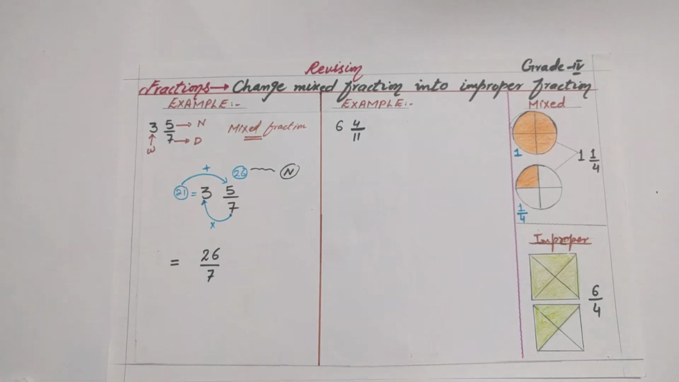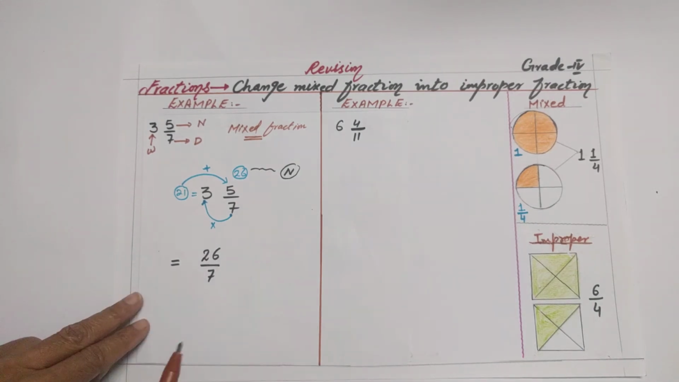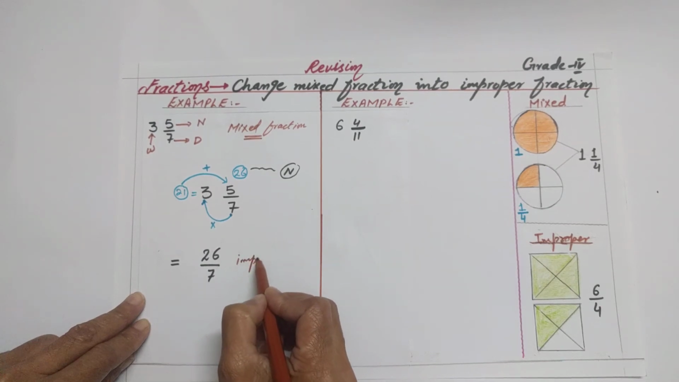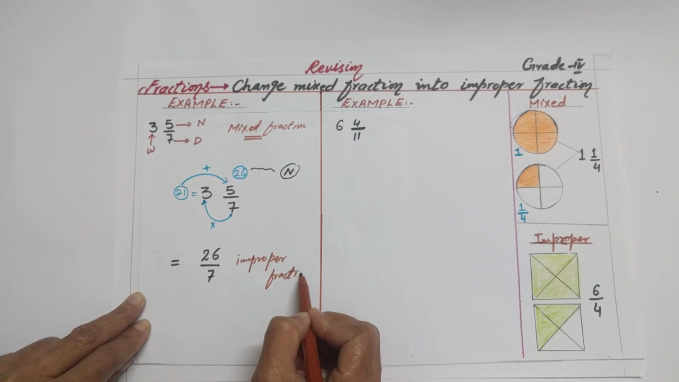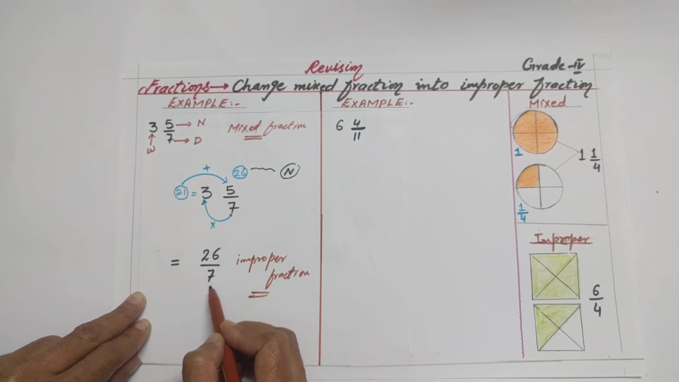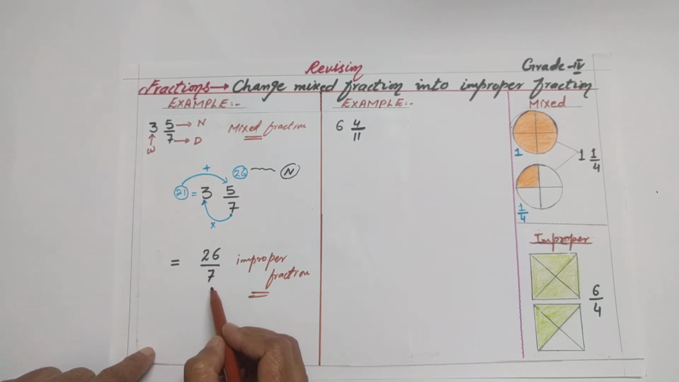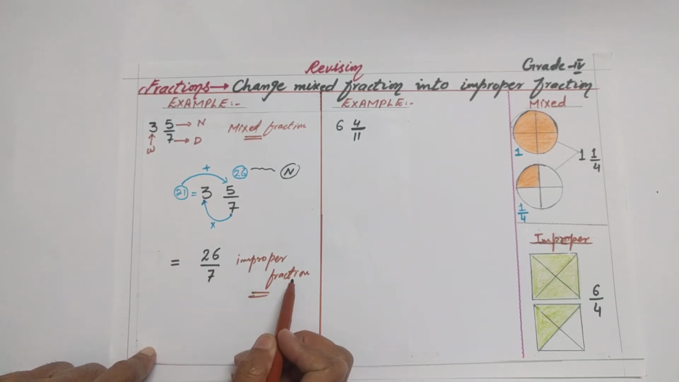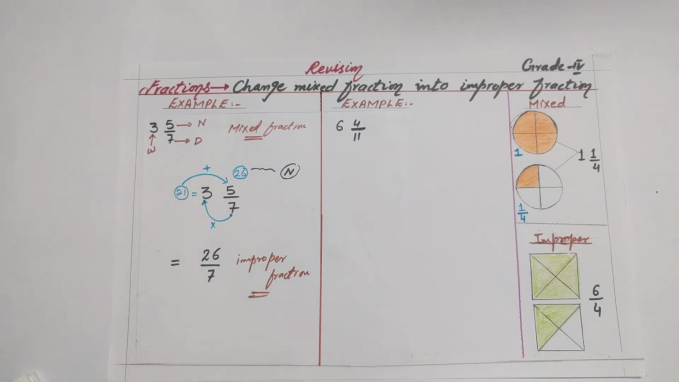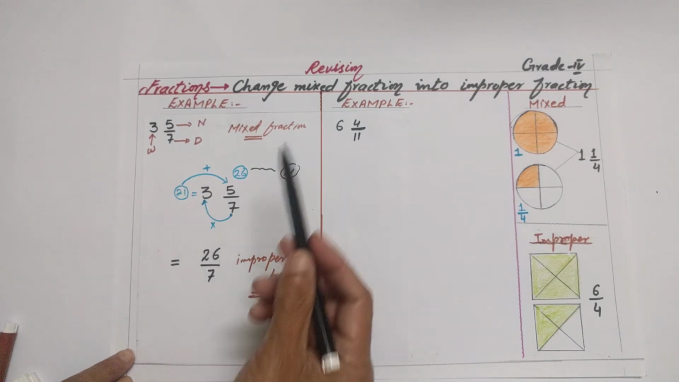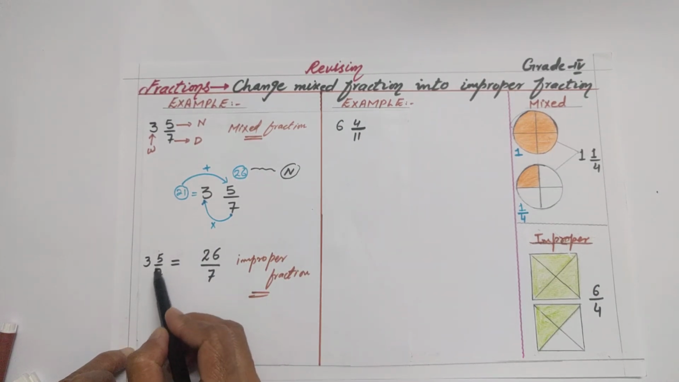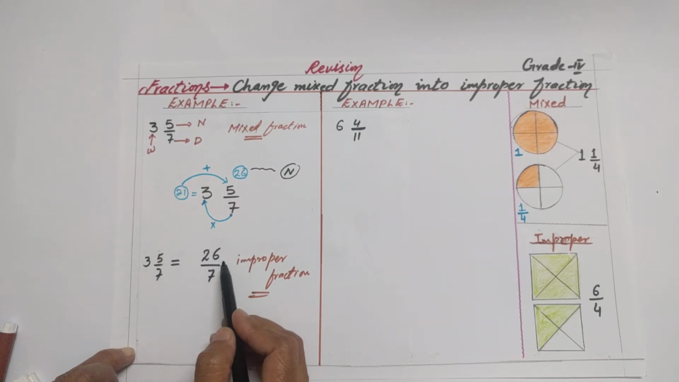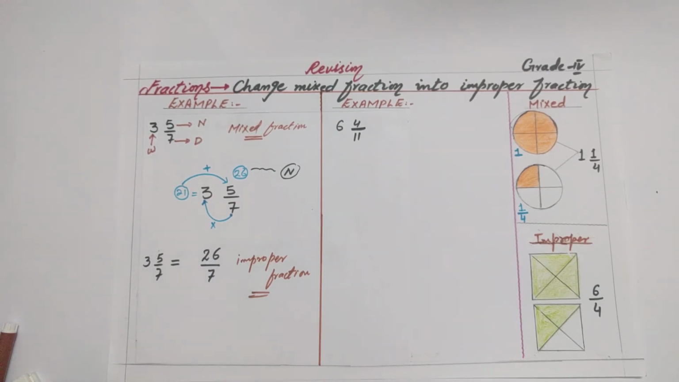Now 26 by 7 is an improper fraction. Why? Because in this fraction 26 is the numerator and 7 is the denominator, and 26 is greater than 7. That's why this one is called an improper fraction. So this is a very easy and simple method to change a mixed fraction into an improper fraction. The mixed fraction was 3 and 5 by 7. Now this mixed fraction has been converted into an improper fraction. Got it? Now I will solve one more example for you.